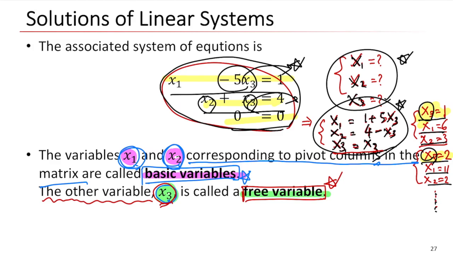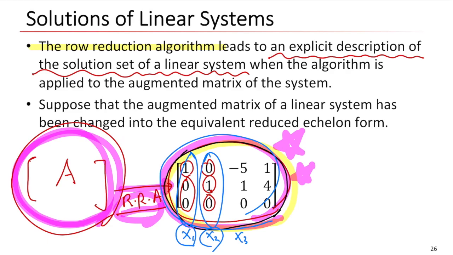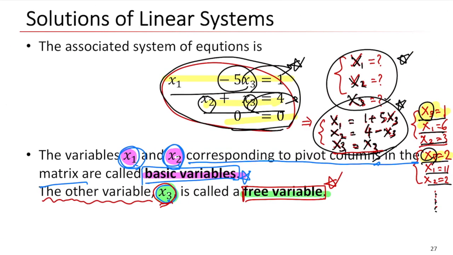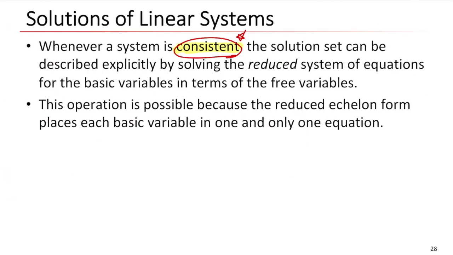If we reduce this matrix A into the reduced echelon form like this, we can determine what the basic variables are and what the free variables are with the pivot positions or pivot columns, right? So it means that by using the free variables and basic variables, we can determine the solutions of this linear equation. Okay. So here's the thing.